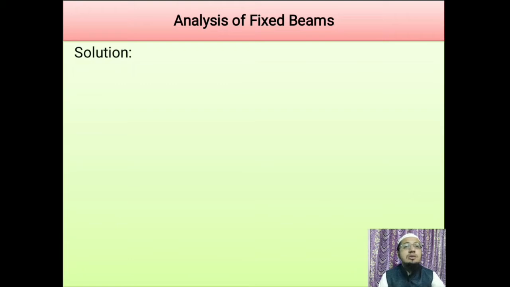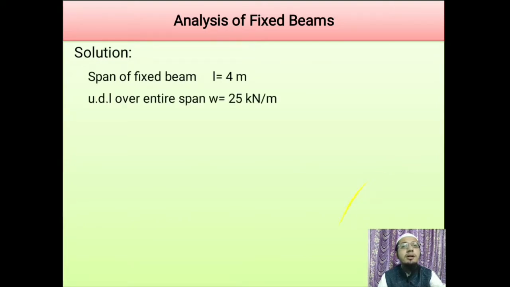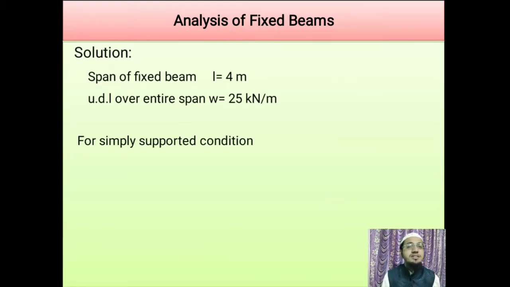Now let's start the solution. Before starting the solution, let's summarize the given data. What is given? In this numerical, it has given the span of the beam as 4 meter, and a UDL of magnitude 25 kilonewton, which is acting over the entire span per unit length. Now for simply supported conditions.